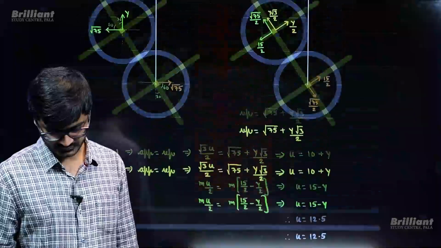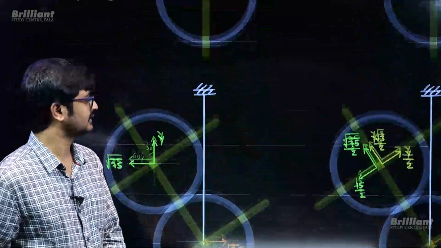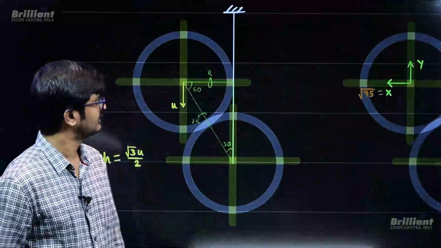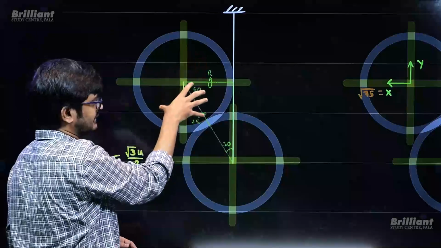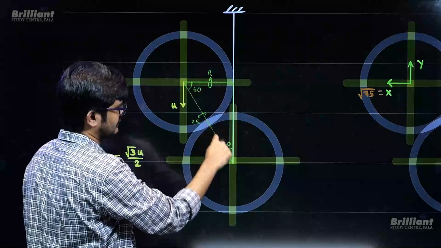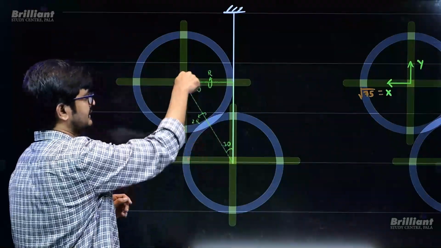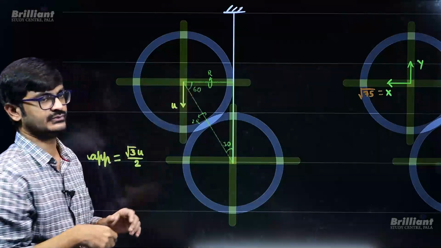So this is what is happening before collision. This is how it looks just before collision. This guy is coming like this, and just before collision the geometry is going to look like this, and this length is r, this length is 2r. So you can get this angle as 60 and this angle as 30. Now his velocity just before collision is u.